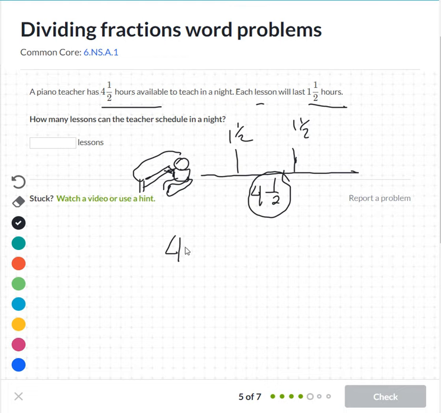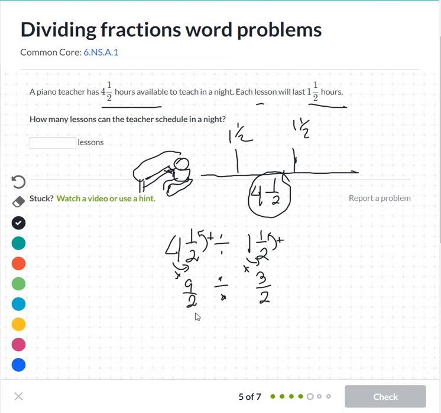So that means we're supposed to do 4.5 divided by 1 1/2. How do I continue? I need to make these improper fractions first. So I do 4 times 2 is 8, and 8 plus 1 is 9. So 9/2. I'm going to keep my division for now and convert 1 1/2. So 1 times 2 is 2, and 2 plus 1 is going to give you 3. So that's 3/2, because I keep my denominator.